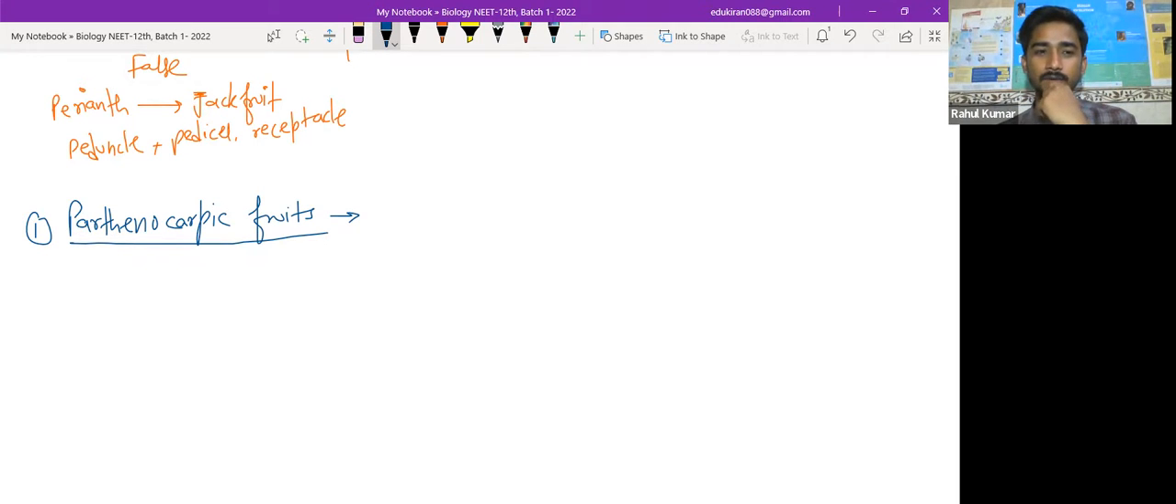So parthenocarpic fruits also can be raw and ripened both. I understand that for ripening it, you can use plant hormone. It will work the same as it was working for a fertilized fruit. But my question is, how do you think a parthenocarpic fruit is formed? Any idea? What do we need to make a fruit? Let's go to the basics.